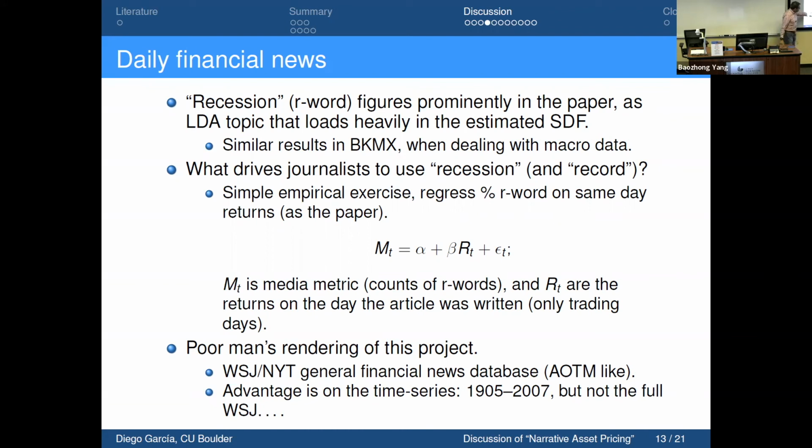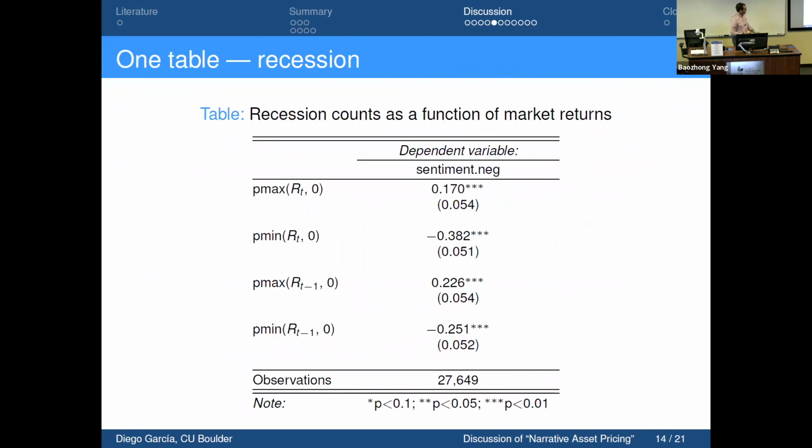For this exercise, I'm going to be using a database that I have from a paper that's almost 10 years old. The advantage is that I have a very long time series, starting in 1905. The disadvantage is that I only have a handful of articles per day. I don't have the full cross-section with tag articles and so on that the authors have in this paper. So I'm going to skip the table, just highlight the fact that the T-stats here are huge. I'm only counting recession here, okay? And they don't say recession that often. On a typical day, these 3 articles are not going to say the word recession or the word record.